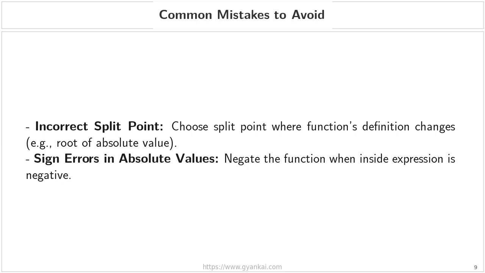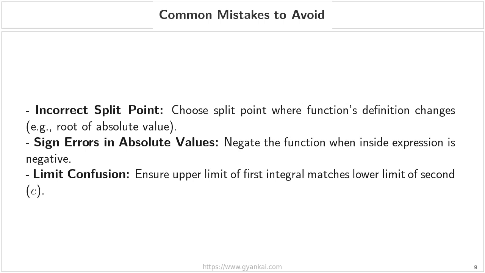Next, we have sign errors in absolute values. This is a really common one. Remember that the absolute value of something, let's say the absolute value of x minus 1, gives you the magnitude, or the positive value, of that expression. So, if you're integrating an absolute value function and you're on an interval where the expression inside the absolute value is negative, you must negate it when you remove the absolute value signs. Otherwise, you'll be integrating a negative value when you should be integrating a positive one, leading to an incorrect result. We saw this in our example on the previous slides, where we changed x minus 1 to 1 minus x when x was less than 1.